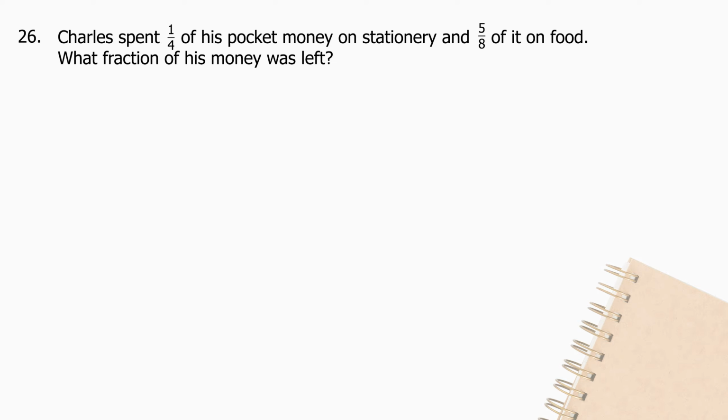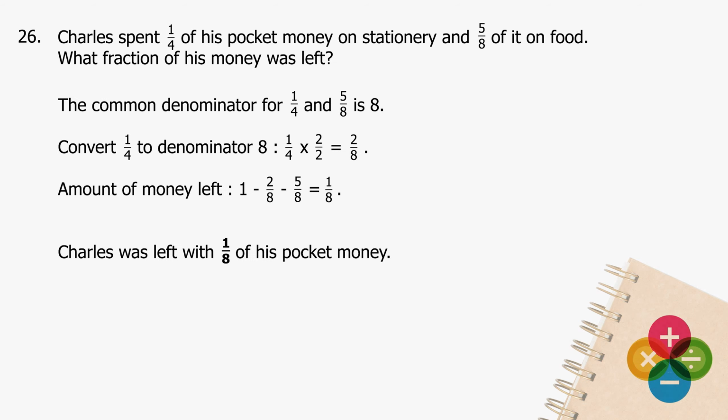Question 26. Charles spent 1/4 of his pocket money on stationery, and 5/8 of it on food. What fraction of his money was left? The common denominator for 1/4 and 5/8 is 8. Convert 1/4 to denominator 8 will be: multiply 1/4 by 2, and the product is 2/8. The amount of money left will be: subtract 2/8 from 1, and then 5/8, and the difference is 1/8. Charles was left with 1/8 of his pocket money.